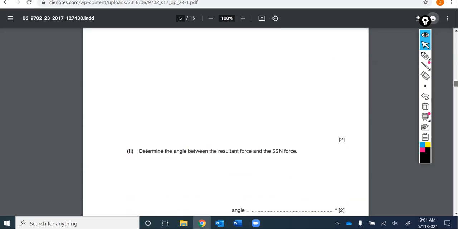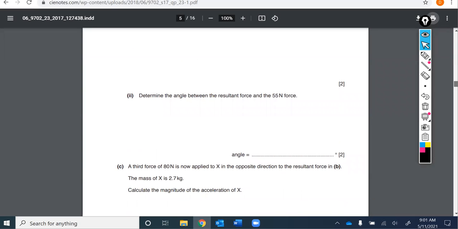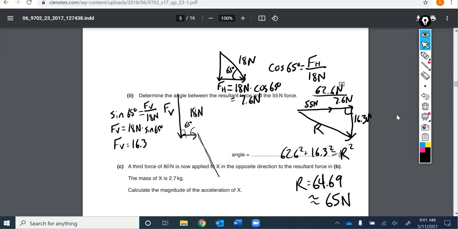On-screen ruler for that. Determine the angle between the resultant force and the 55 Newton force. So we want, I guess, this angle right here then. It's saying the angle between the resultant force, well, that's that one, and the 55 Newton force, that was the due right force. So this angle here, I think we'll just use, again, opposite, adjacent, we know them.